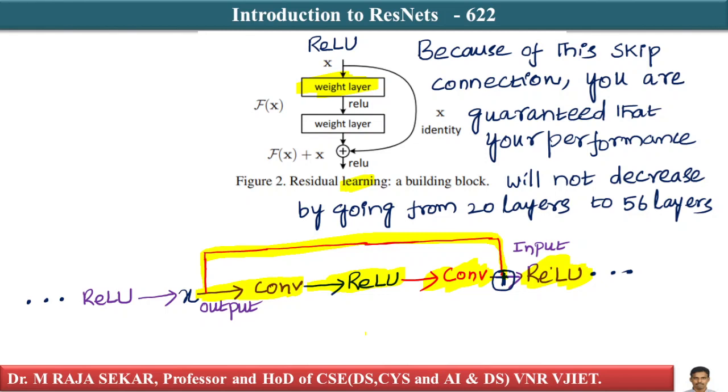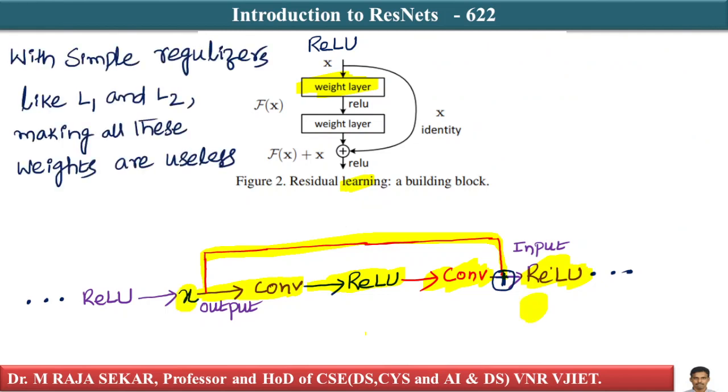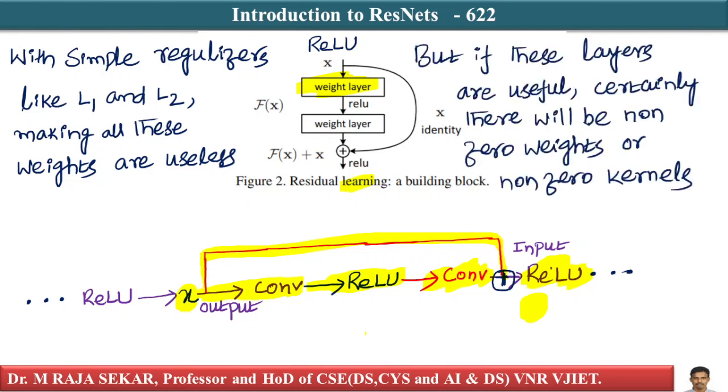It guarantees that it won't decrease performance, because it can completely skip over them with a simple regularizer like L1 and L2, making all these weights useless. But if these layers are useful, certainly there will be non-zero weights or non-zero kernels, and your overall performance will improve, isn't it?